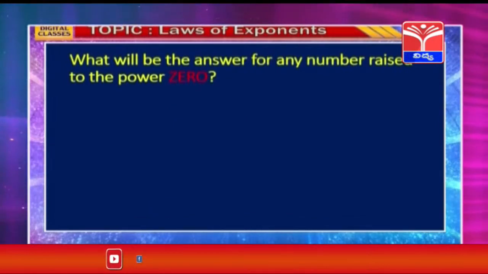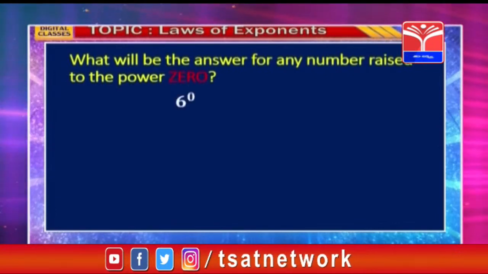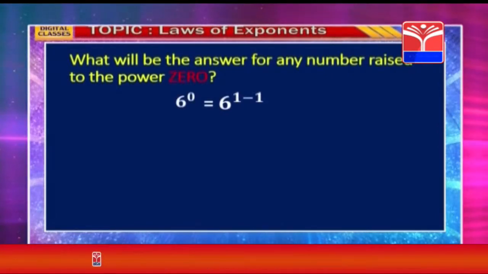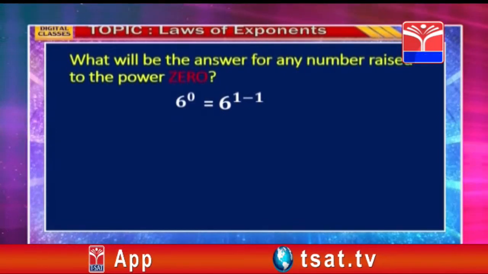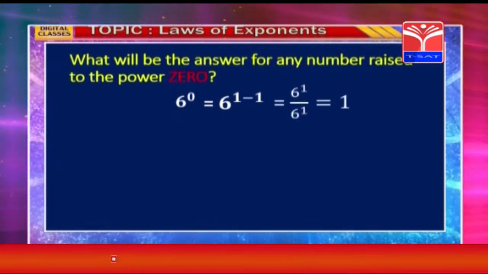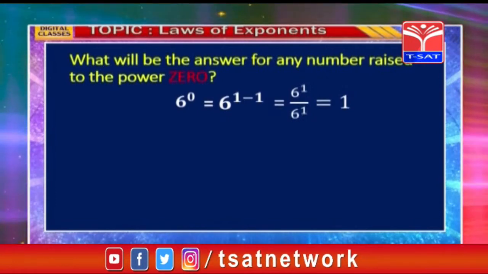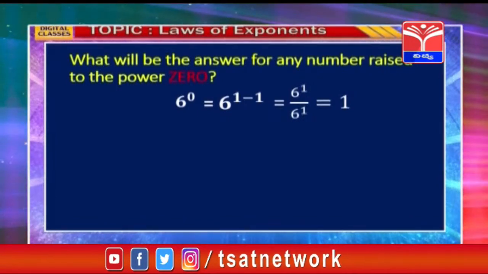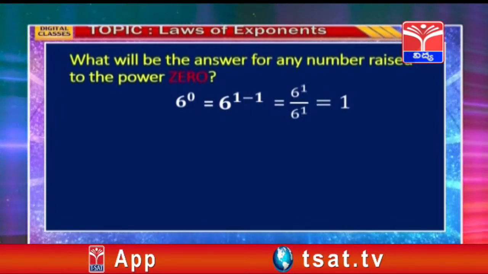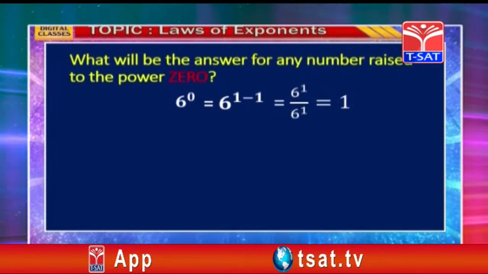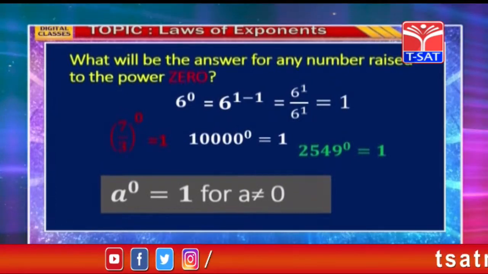What will be the answer for any number raised to the power of 0? 6 to the power of 0 is there. So 0 can be written as 1 minus 1, isn't it? Plus 1 and minus 1 will get cancelled and you will get 0. So there is a negative sign in between the exponents. You can write like this in a division form. A to the power of m minus n can be written as a to the power of m by a to the power of n. That is 6 to the power of 1 by 6 to the power of 1. You know it is 1. 1 by 1, that is equal to 1. A to the power of 0 is equal to 1, and the condition should be a should not be equal to 0.